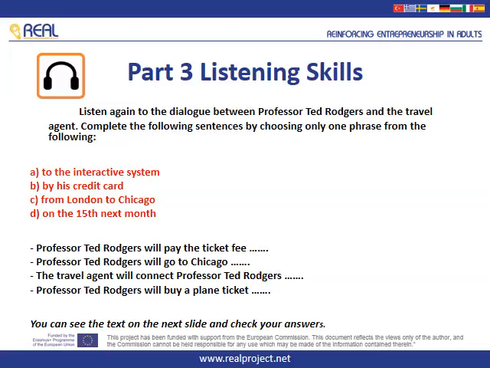British Airways. Can I help you? Yes, my name is Ted Rogers, and I will buy a plane ticket from London to Chicago. When will you go to Chicago? I will go to Chicago on the 15th next month. Do you have any seats? Let me see. Yes, I have one on the 9:30 flight. How much is it? It's €8. Will you buy that? No, I won't.